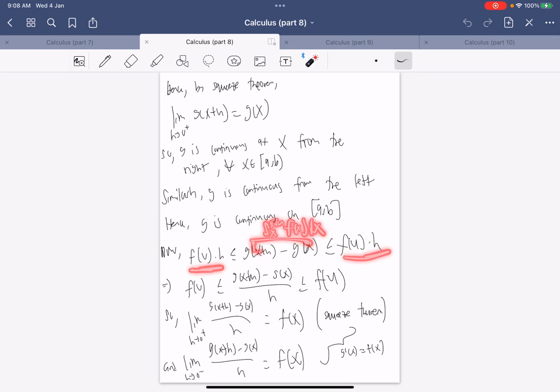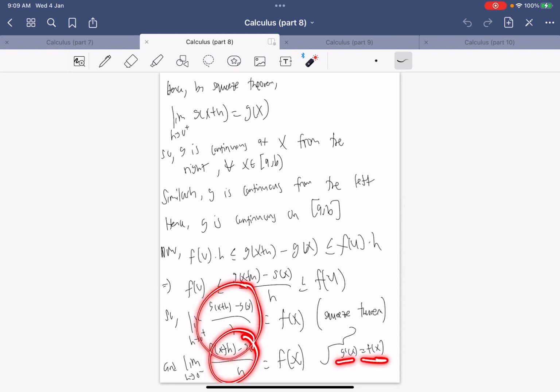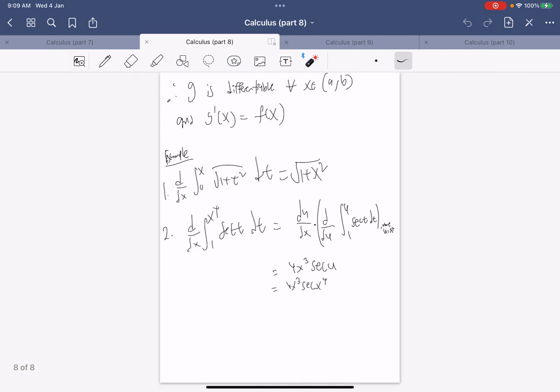So it's bounded within the max and min times the width. Then you just divide it by h, take the limit, and by squeeze theorem, it will just be f(x). And it's that simple to prove the fundamental theorem of calculus. And so you have now proven that g prime of x equals f(x), because this is just g prime x and this is also g prime x. And hence, g is differentiable and its derivative is f(x).